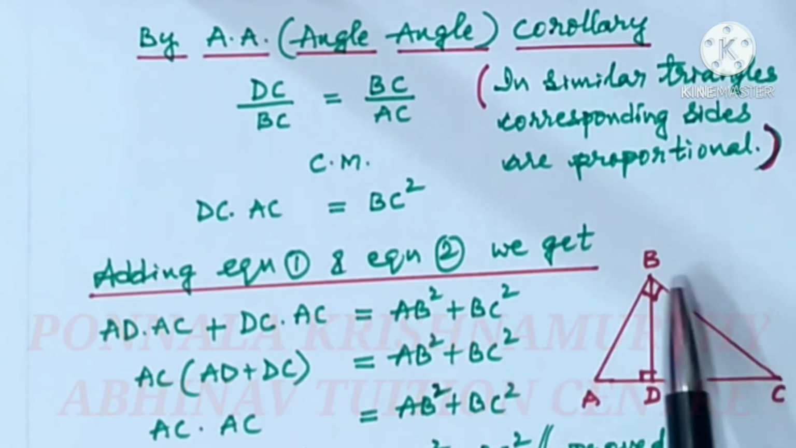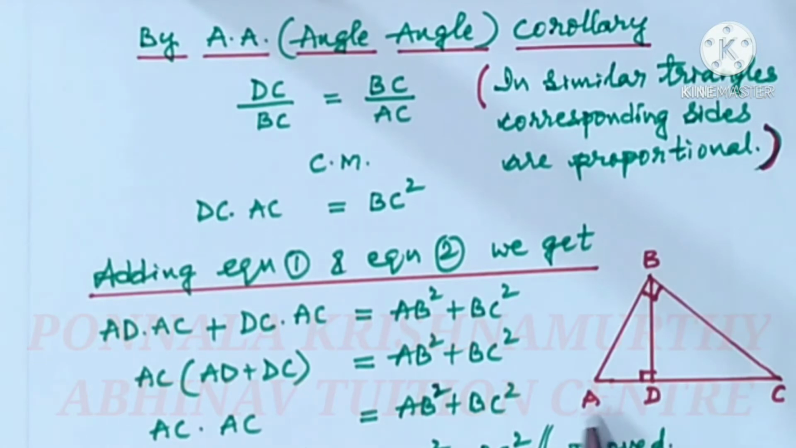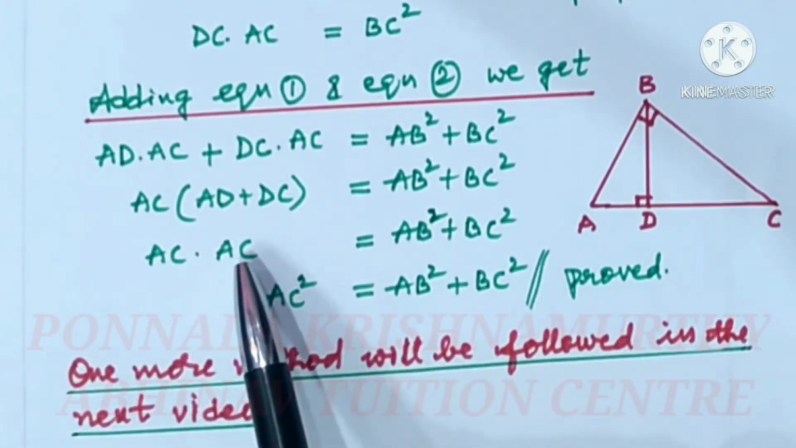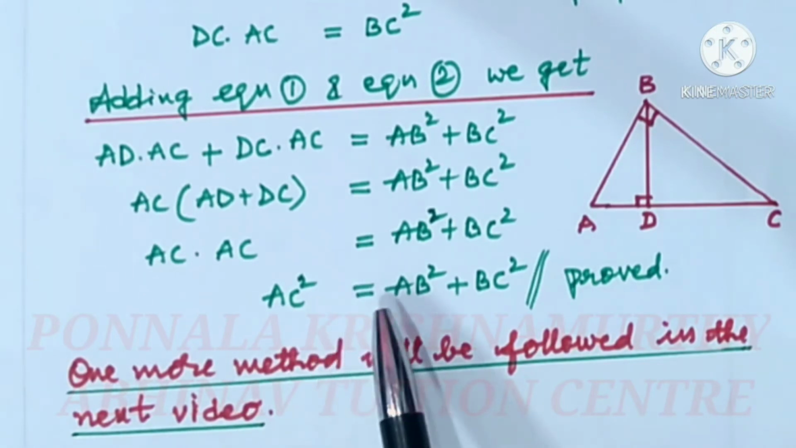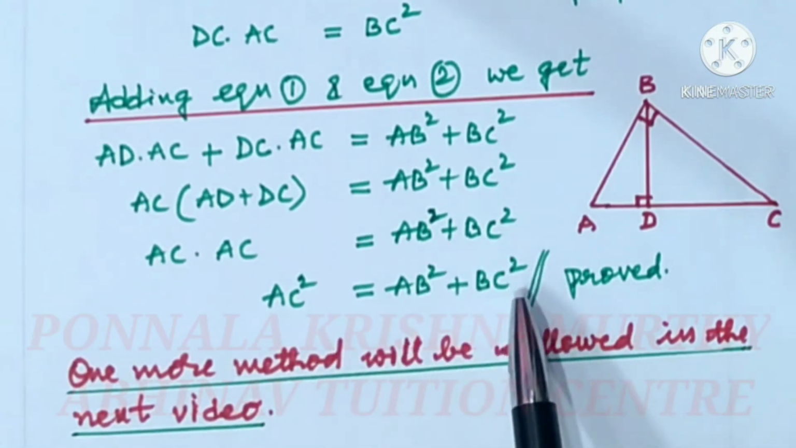From this triangle, we know that AD plus DC is equal to AC. So we write AC into AC in place of AD plus DC. That is equal to AB square plus BC square. AC into AC is equal to AC square. That is equal to AB square plus BC square.